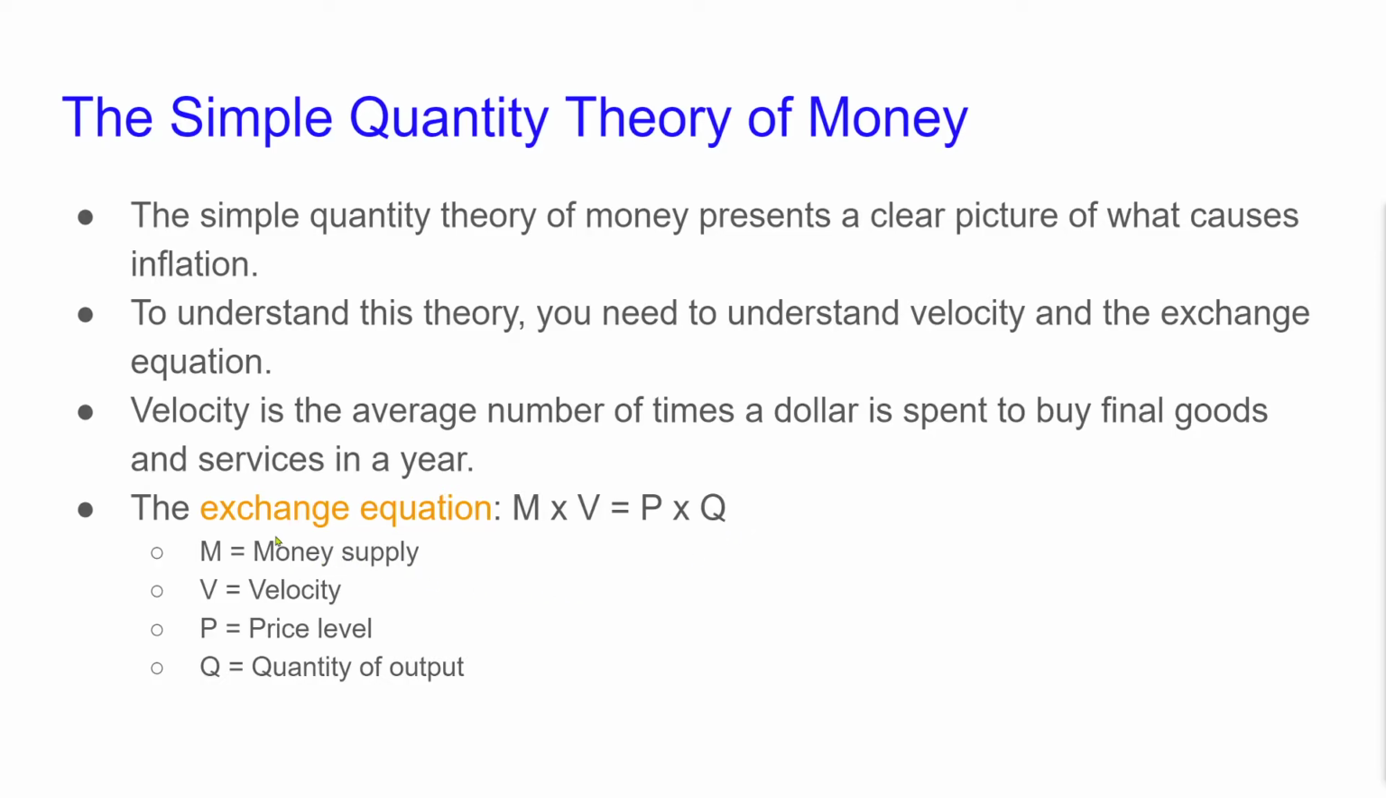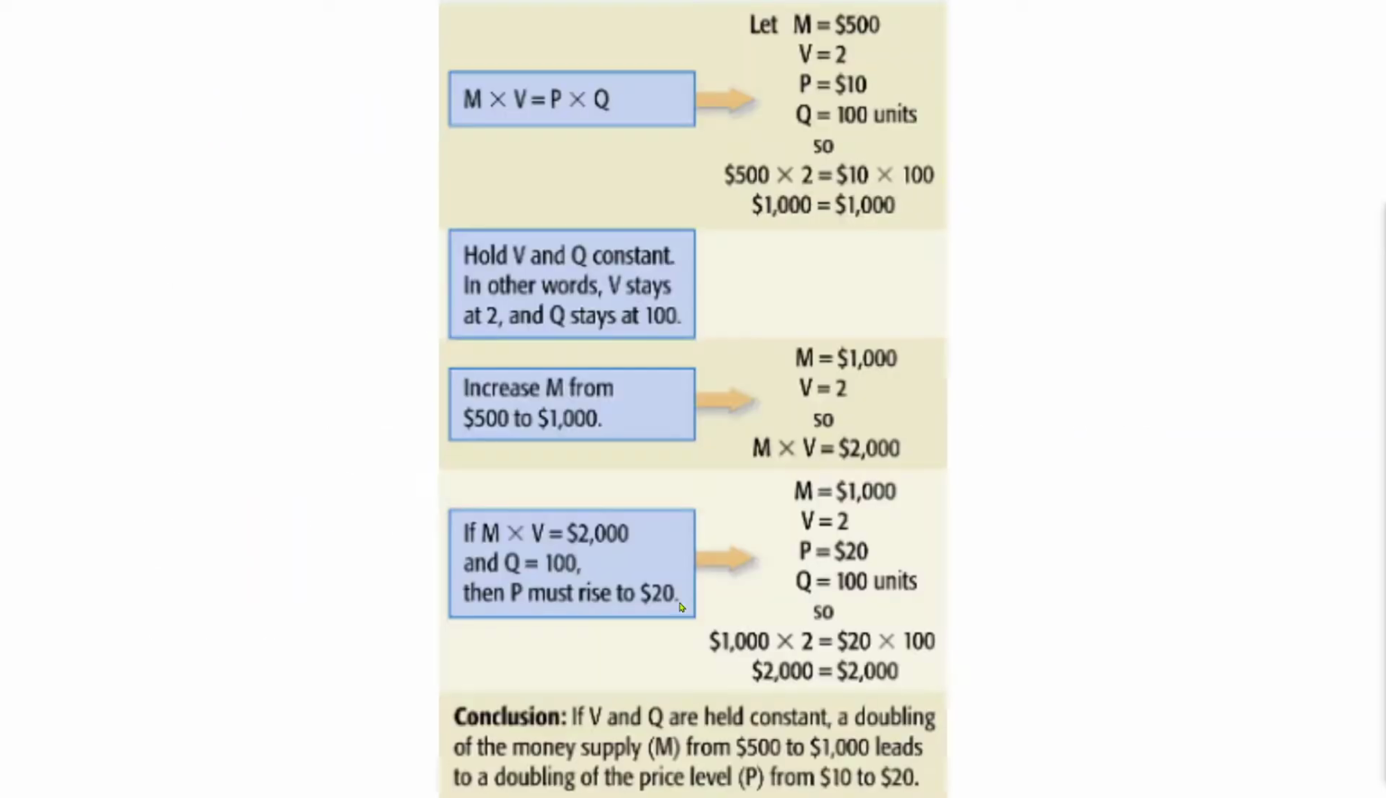So it's the money supply, which is controlled by the Federal Reserve, times velocity. And then that has to equal price times the quantity of output. These have to equal each other. They can't not equal each other. So M times V equals P times Q. Say you've got M of 500 and a velocity of 2. So 500 times 2 is 1,000. You've got a $10 price, and then you've got 100 quantities. 10 times 100 is 1,000. So this equals what it should be.